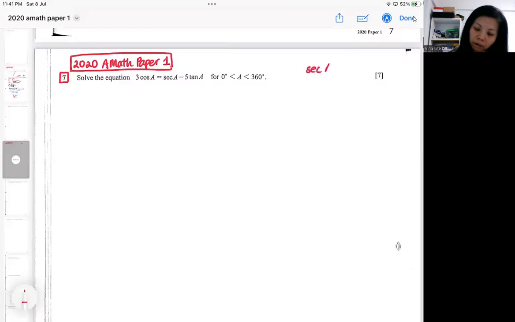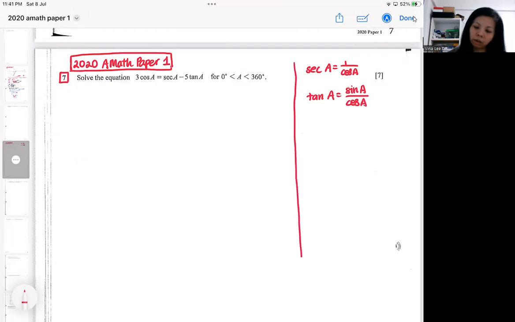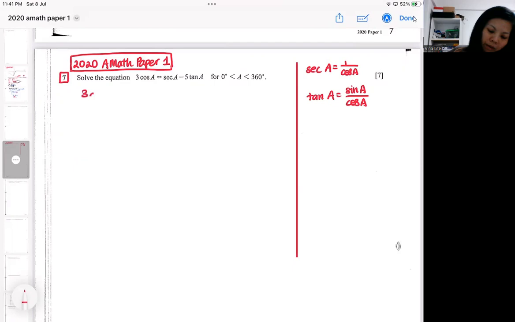So let's list out first. So secant will be 1 over cosine A, and tangent will be sine over cosine. So that's the first thing. So maybe I will write a formula column here. So let's plug the formula in.